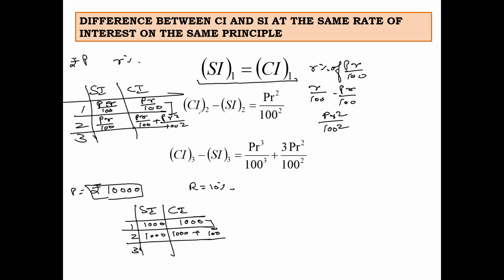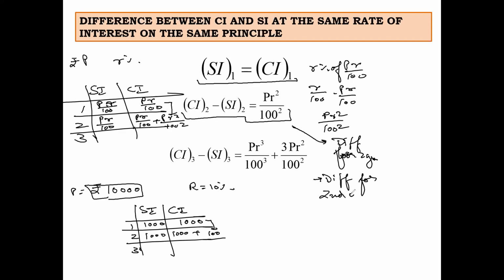So what is the difference between SI and CI for 2 years? This part here becomes the difference between SI and CI for 2 years. And therefore, I can simply say the difference between SI and CI for 2 years is PR squared upon 100 squared, right? Here it should be noted that the difference for 2 years and the difference for the second year, both will be the same values, because in the first year, as it is, the difference was 0.